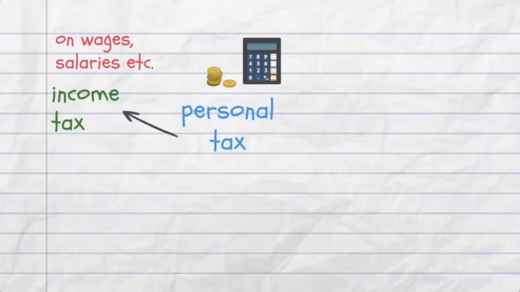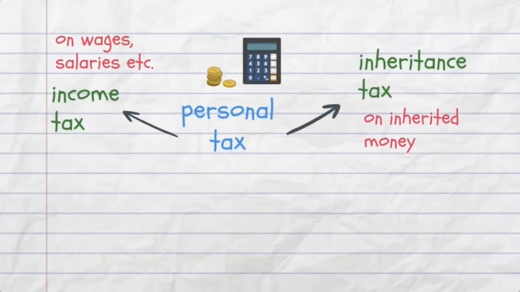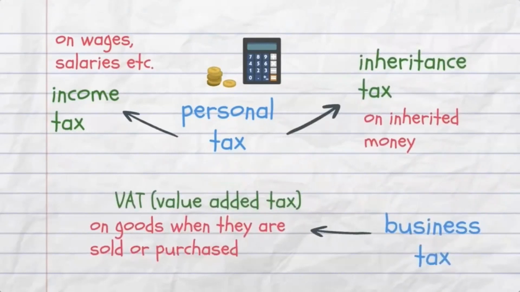And finally, let's talk about taxes, which can be personal, for example, income tax on wages and salaries, or inheritance tax on inherited money, and business taxes, for example, VAT, which is value added tax on goods.